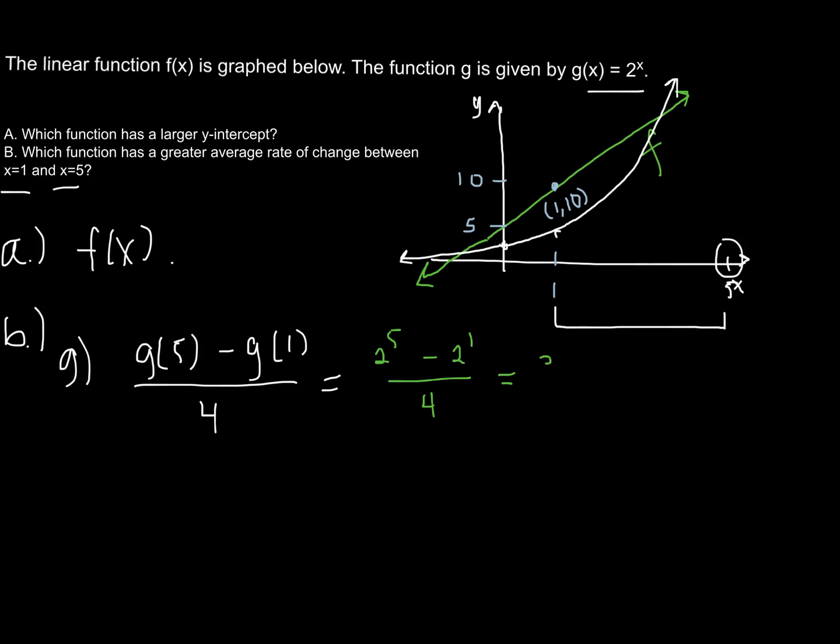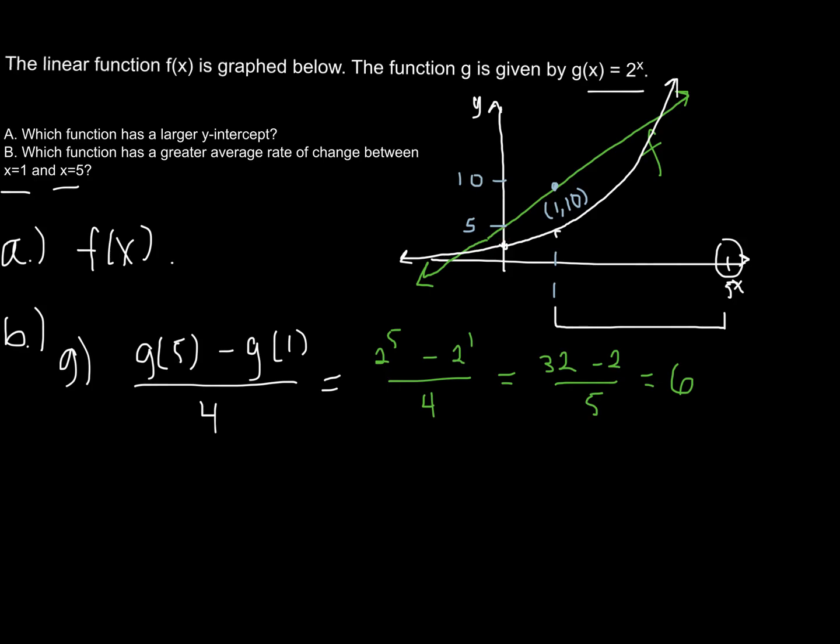2 to the 5th is 32, 2 to the 1st is 2, so that's 30 divided by 4, which is 7.5. So the average rate of change for g is going to be 7.5 units. Okay, so on average, every time I move to the right one, I'm going to go up 7.5. Now let's take a look at the linear function.